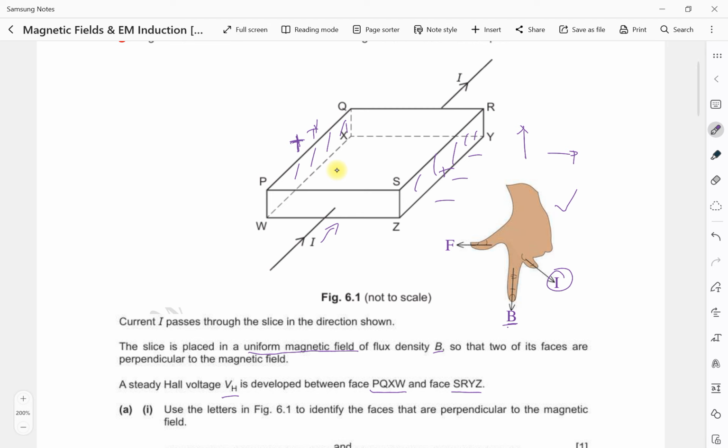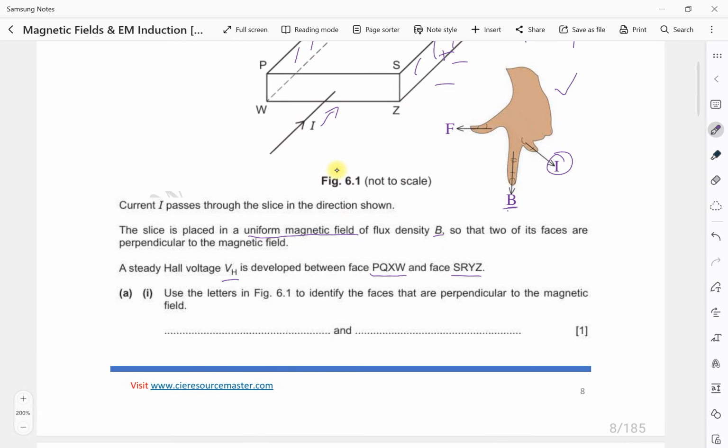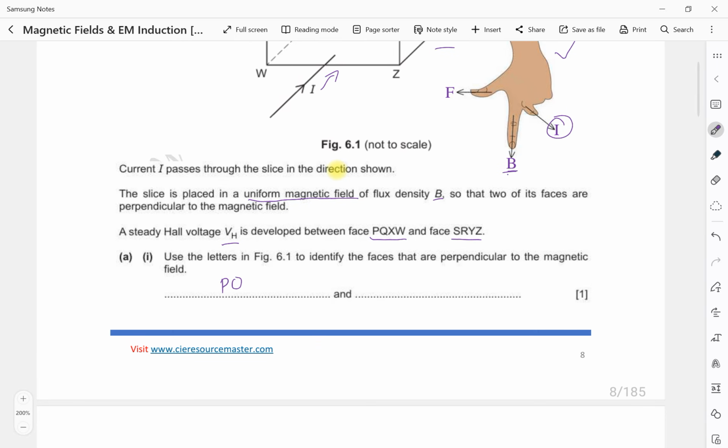So still in all cases, the magnetic field is in the vertical plane, which means that the magnetic field is normal to the face PQRS or WXYZ. So in all cases, the magnetic field lines are vertical, or they are perpendicular to those faces. So this is going to be P, Q, R, S, and W, X, Y, Z.